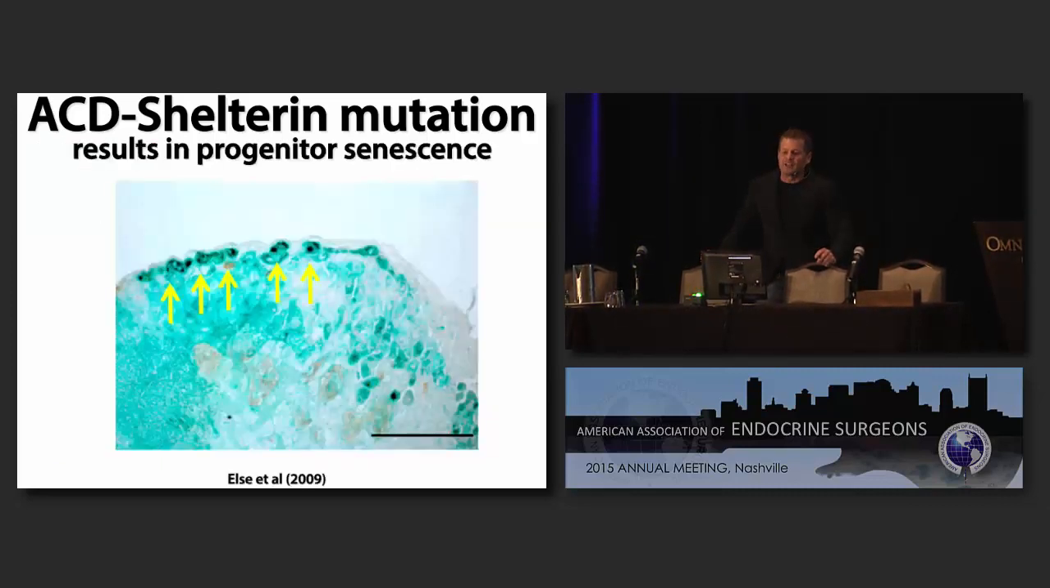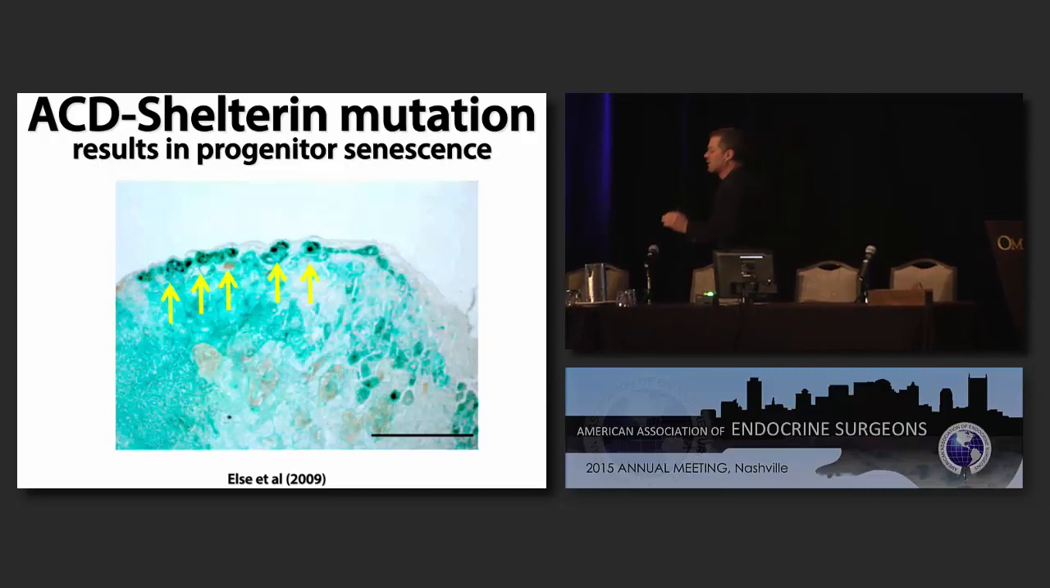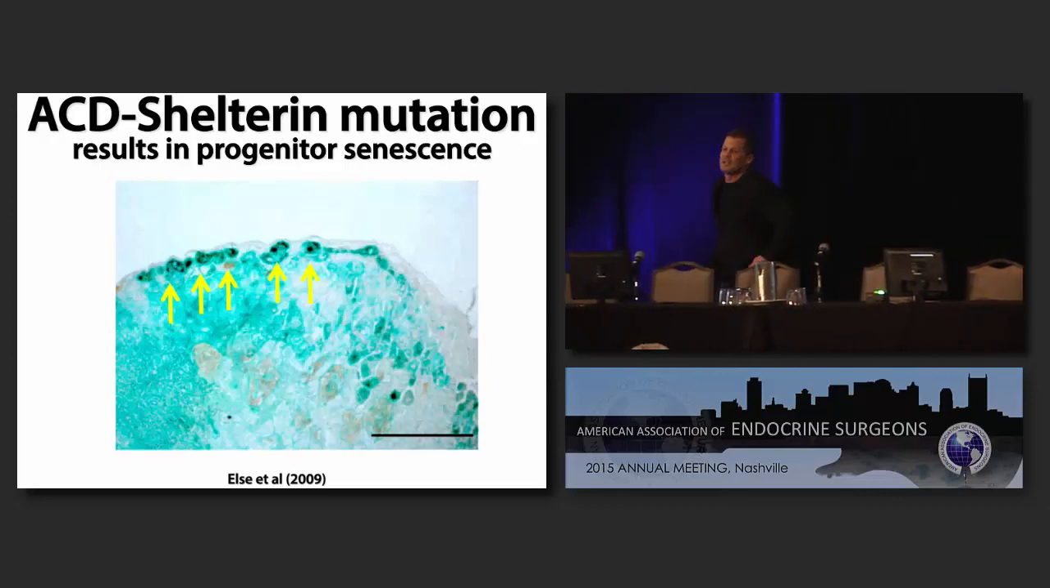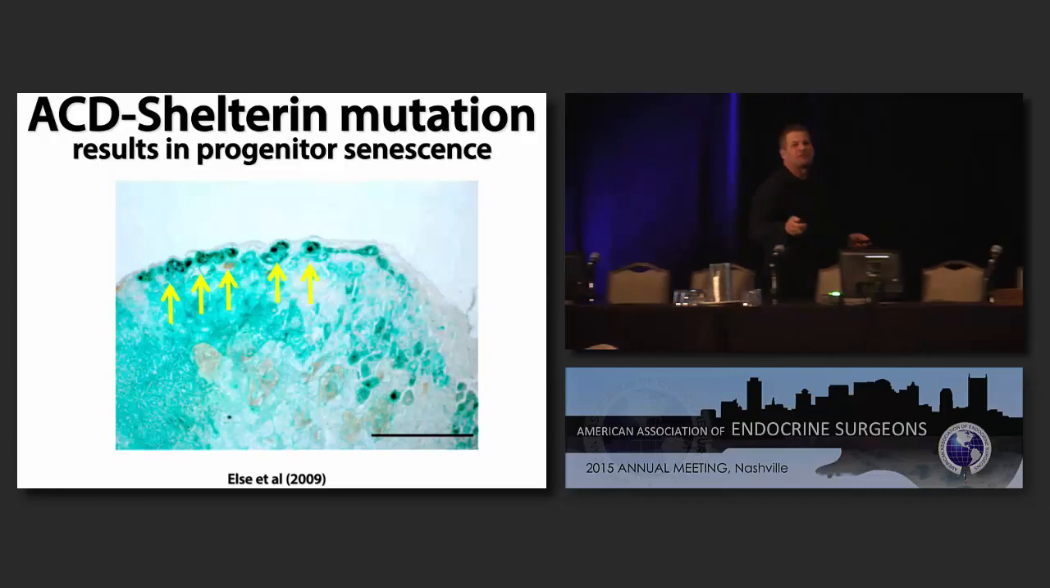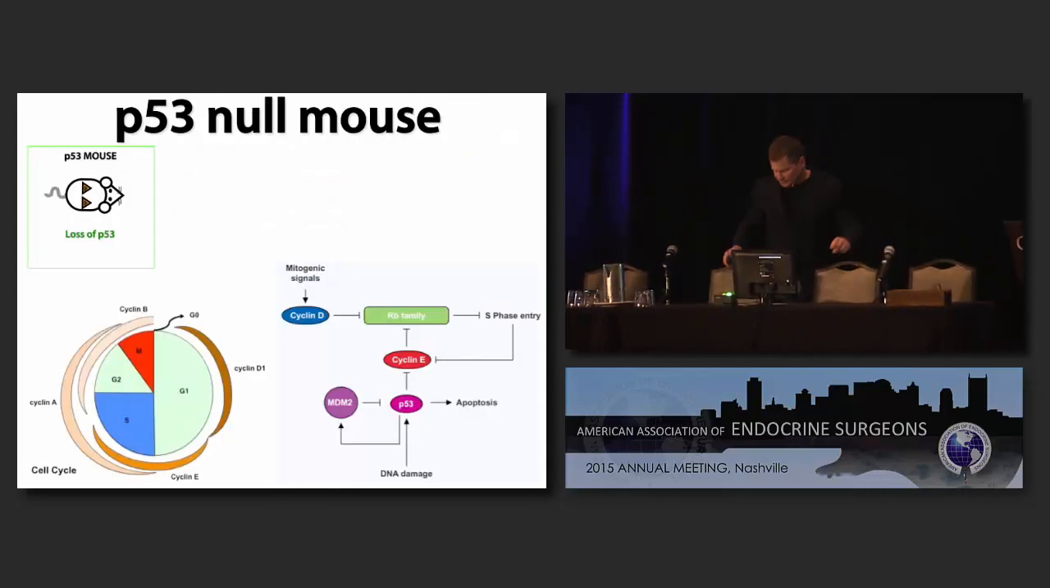Okay. Tobias Elf came to the lab and wanted to prove that, and he showed that indeed the blue cells on the outer cortex are the progenitor cells. He showed with this blue stain that they were indeed senescing. These mice were suffering failure due to progenitor senescence.